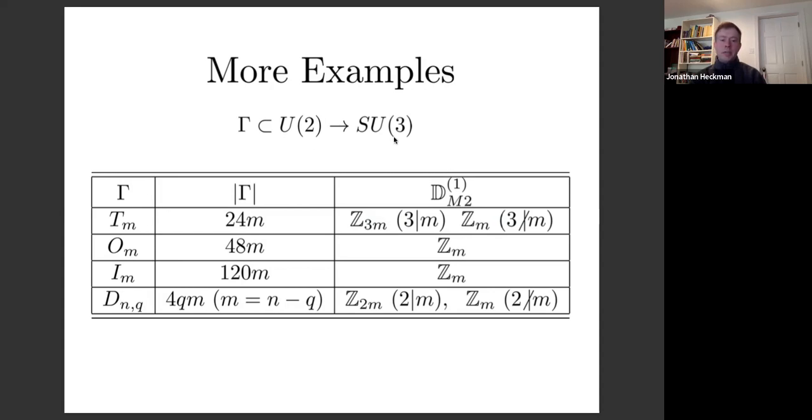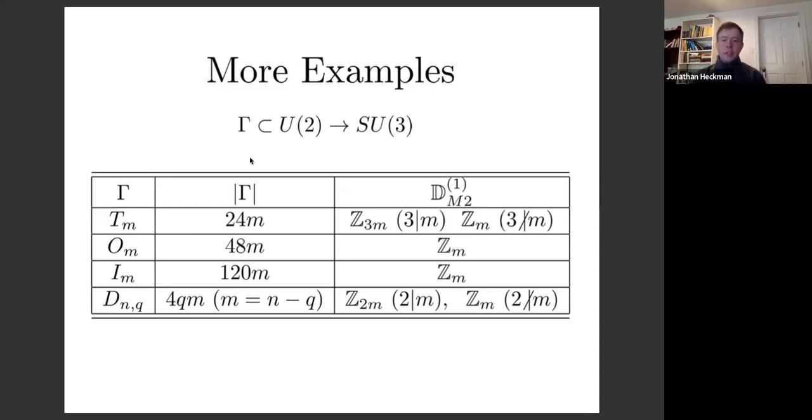We imagine that we have a 3x3 matrix. We decompose it into a 1x1 block and a 2x2 block. We stick the U2 in the 2x2 block. And then whatever we get for the determinant of those entries, we can compensate the phase in the 1x1 block by adding the inverse of that phase. And so we can always stick a U2 subgroup inside of an SU3 in this way.